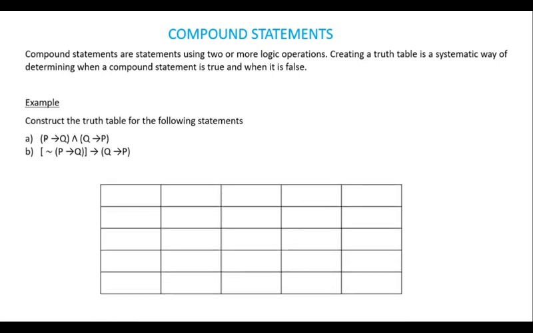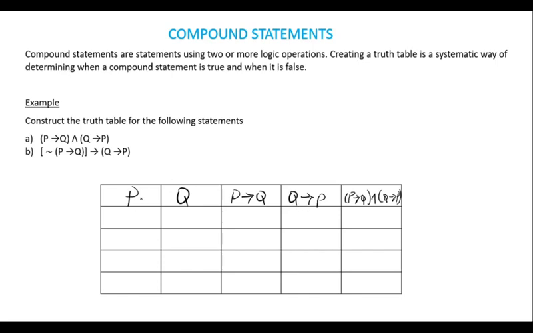Alright, so we have two statements, P and Q, so we write our P and then our Q here. We have here P implies Q, so we need to write that down. We also have Q implies P, which is the converse of this. Now we have the entire condition, which is P implies Q and Q implies P. Okay, so let's go ahead and see the truth table for this.